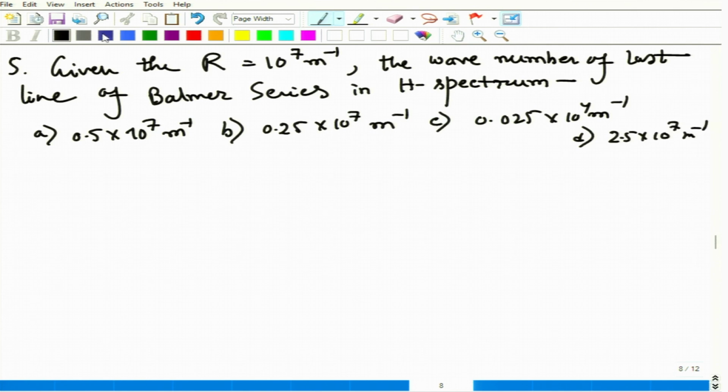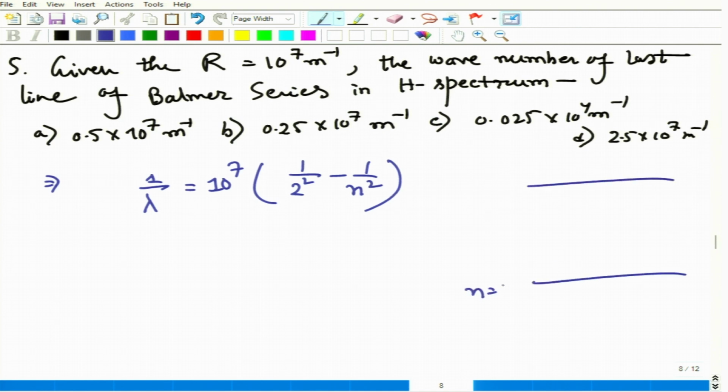Okay, so now we have to use that formula, which we have already used. 1/λ should be equal to R into (1/n1 square minus 1/n2 square). Now this is for Balmer series, so n1 should be 2 and n2 we can write in general as n. R is given, R is 10⁷, and they ask for the last line. So here we have to understand what the last line is. Last line means the electron is coming to n equals 2 from n equals infinity, then only it will be the last line, right?